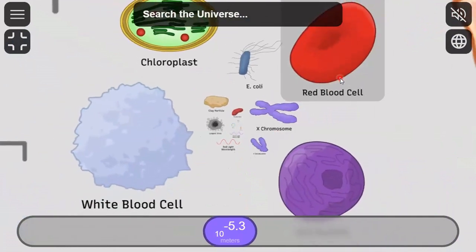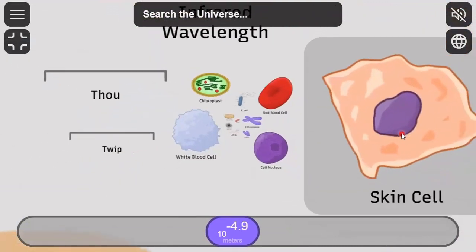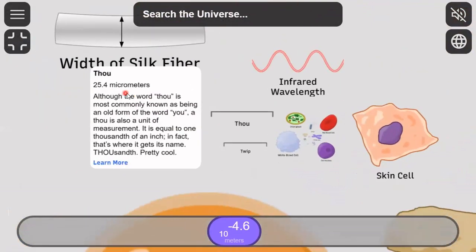Red blood cell, chloroplast. Chloroplast is a component of the plant cell, but it is absent in the animal cell. As we know, chloroplasts contain chlorophyll, and chlorophyll absorbs light energy for the reaction of photosynthesis. Look, white blood cell, skin cell. It is actually 25.4 micrometer.